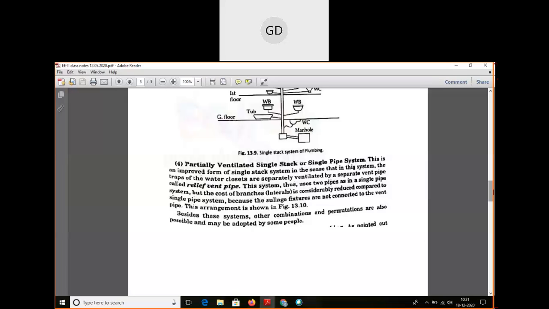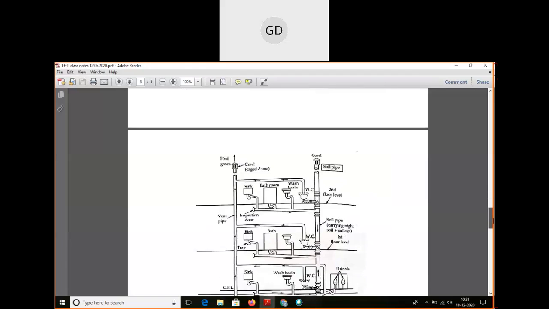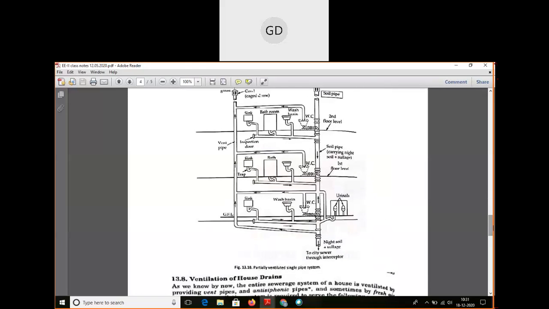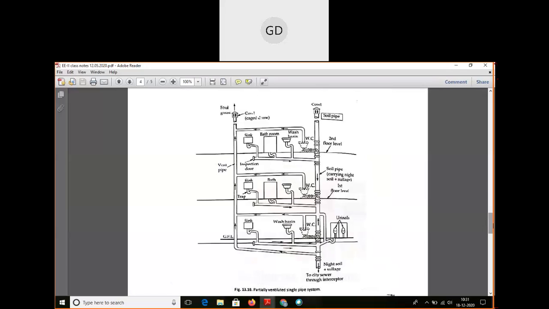And then you see the diagram here. This is the diagram of your partially ventilated single pipe system. Here you can see this is the pipe. It is carrying both the night soil and the sullage, and at the top it is provided with a cowl so that it can remove the foul gases, and there is also one vent pipe here. This is a vent pipe.